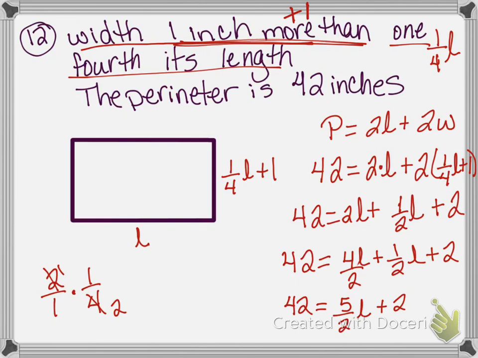4 over 2 is the same thing as 2 over 1. Okay? So I have changed this right here to a common denominator. So 2 over 1, I've changed my denominator to 2. 1 goes into 2 2 times. 2 times 2 is 4. Good question. Okay? So now I'm going to rewrite this.